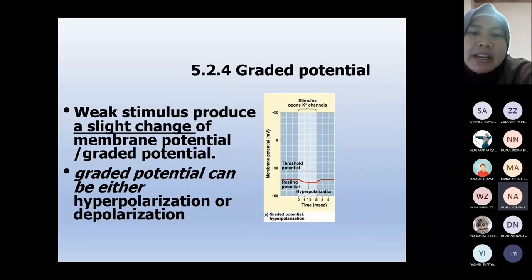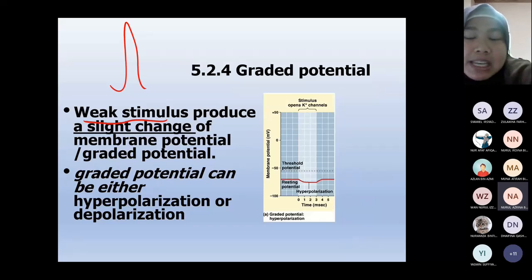Remember, graded potential is produced when there is a weak stimulus. Remember, to produce action potential, if you want to have an impulse, you want to have the peak, you need to have a very strong stimulus. And the stimulus must be able to reach the threshold. I did mention earlier, right? The stimulus must be able to reach the threshold. But what if the stimulus is very weak?